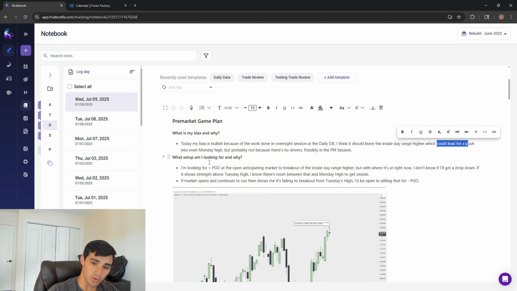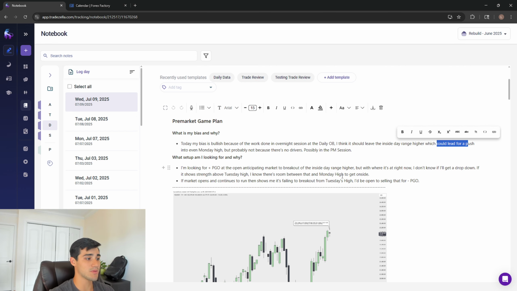So what setup was I looking for? I was looking for a bullish premium gap opening at the open, anticipating the market to break out of the inside day range higher. But with where it's at right now, I don't know if I'll get a drop down if it shows strength above Tuesday high. I know there's room between that and Monday high to get onside.